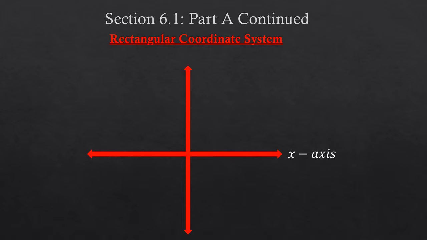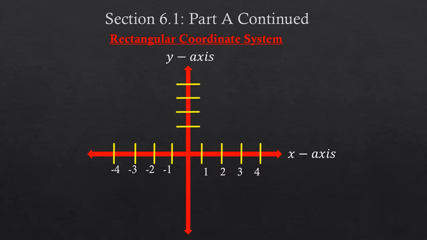The rectangular coordinate system. The line that runs left to right is called the x-axis. The line that runs up and down is called the y-axis. On the right-hand side of the x-axis are all the positive values for x. On the left-hand side of the x-axis are all the negative values for x. On the upper side of the y-axis are the positive values for y, and on the lower part of the y-axis are the negative values for y.